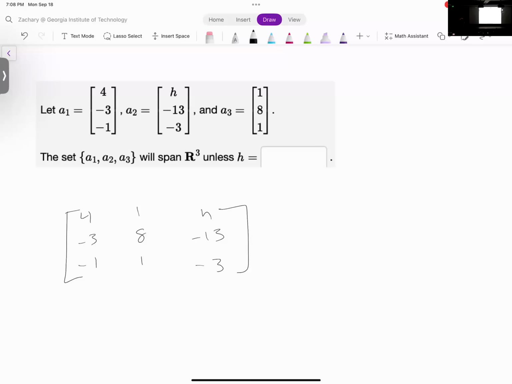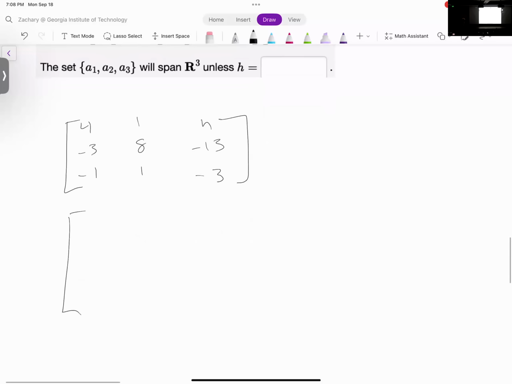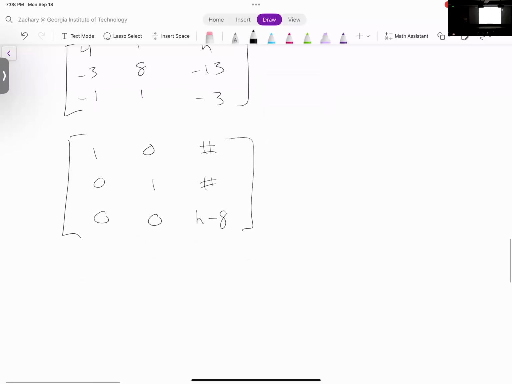So I'm not going to waste your time with showing y'all how I row reduce. But you're going to get something that looks like this. The important thing here is how many pivots do you immediately see? Two, 1 and 1. Do we want three pivots or do we not want three pivots? We do not want three pivots. We want this to not span all of R3. So what does this value have to be? 0. Cool. So that gives me H equals 8. That would be the answer to that.